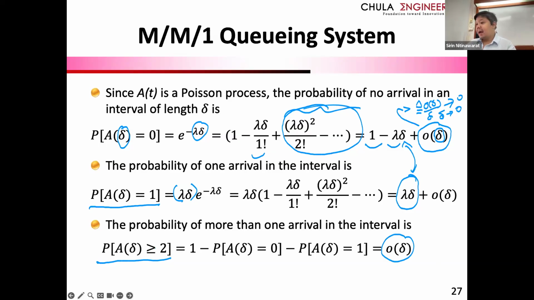So you can denote that by little o of delta, right? Clear?